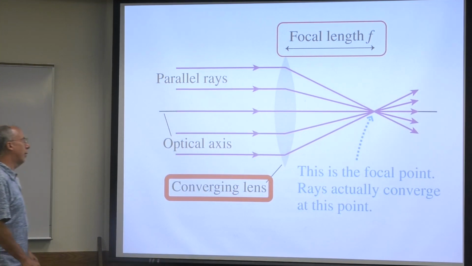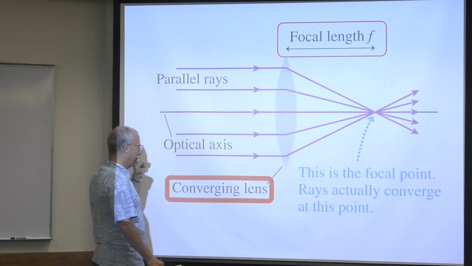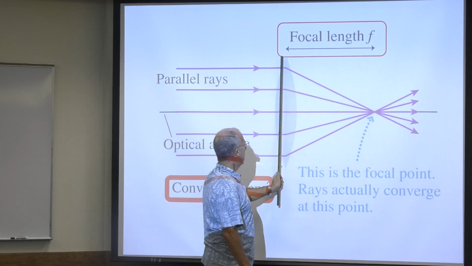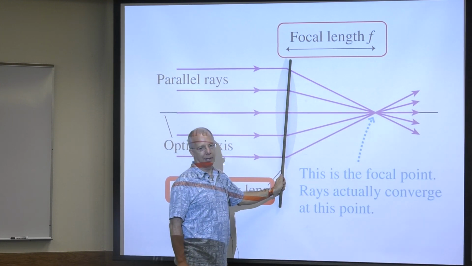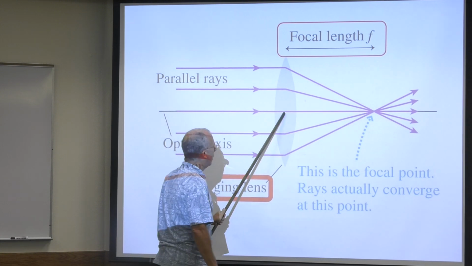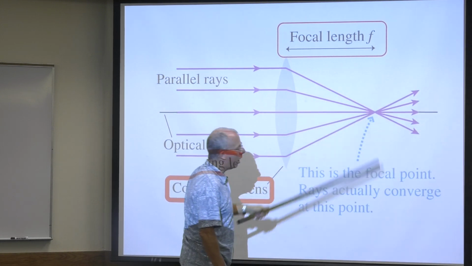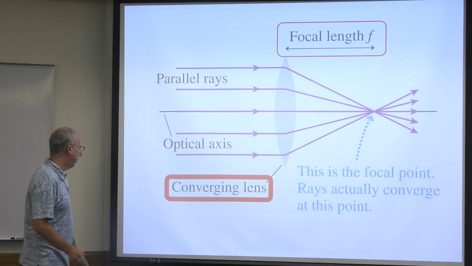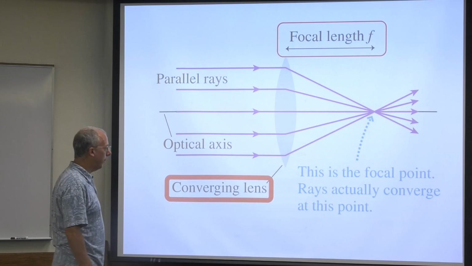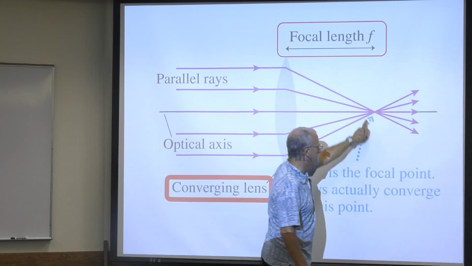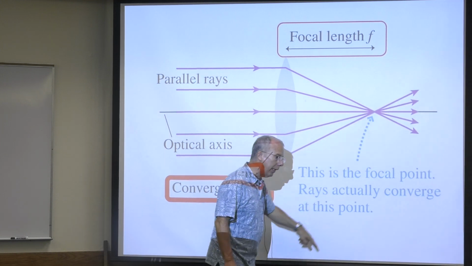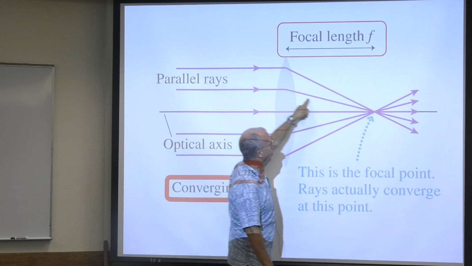Okay? So, converging lens. Now, you're basically going to pretend that this lens is infinitely thin, all right? So just pretend there's a straight line here. The distance from here to here, which is the same as here to here, is called the focal length. F, the focal length. And that's how you buy lenses, right? You specify the focal length you want. So this is the focal point. Rays of light actually converge at this point. So this is real light, okay?